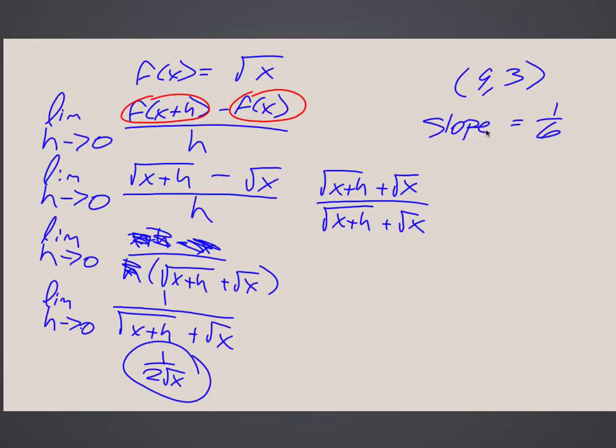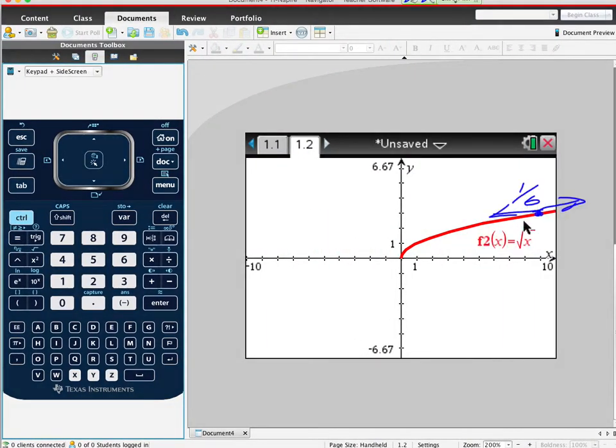Look at my derivative. What does the square root of x always have to be? Positive. It always has to be positive. Okay? Which means this has to be positive. And if my derivative is always positive, that means my function has to always be increasing. Okay? Now, my slope at this point is 1/6.